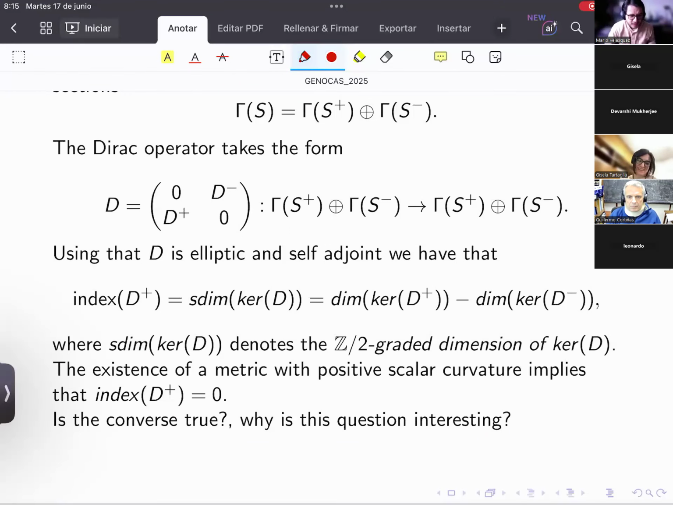Okay. Let me continue. So we have that the existence of a metric with positive scalar curvature implies that this index is 0, and this index can be computed using just topological information. The question now is, if we know that the index of D plus is 0, can we conclude that there exists a metric over M with positive scalar curvature? Okay?